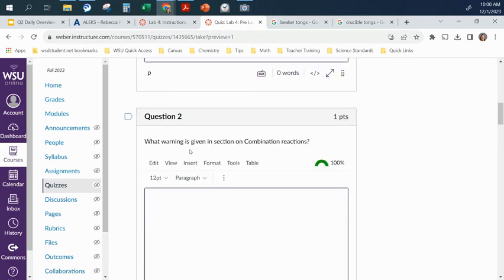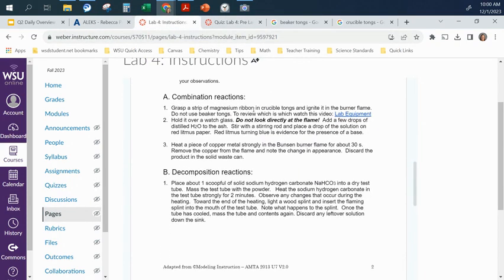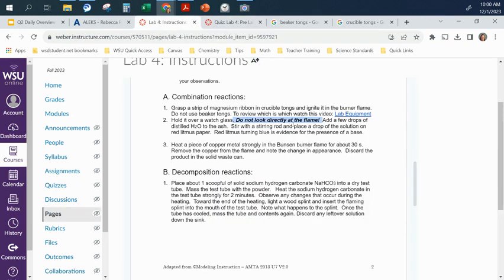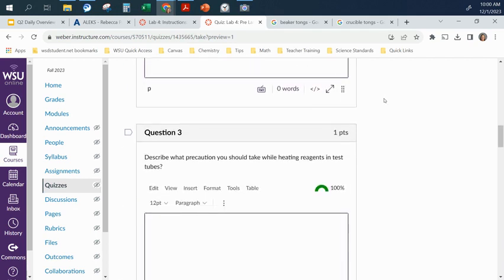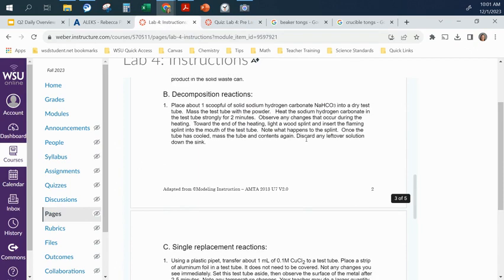Okay, what is the difference? Great, we got that. What warning is given in the section on combination reactions? Types of reactions, combination reactions. Do not look directly at the flame. That seems very important. You're going to burn magnesium in this next lab. So that'll be great, but don't look directly at it. Okay, describe which precaution you should take while heating reagent and test tubes. Let's see if it talks about that.